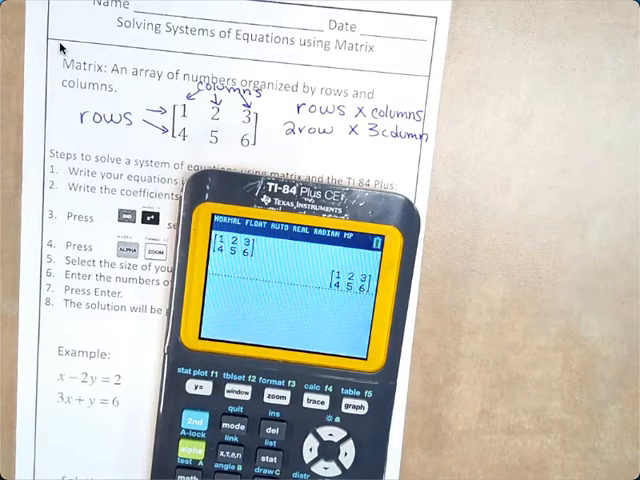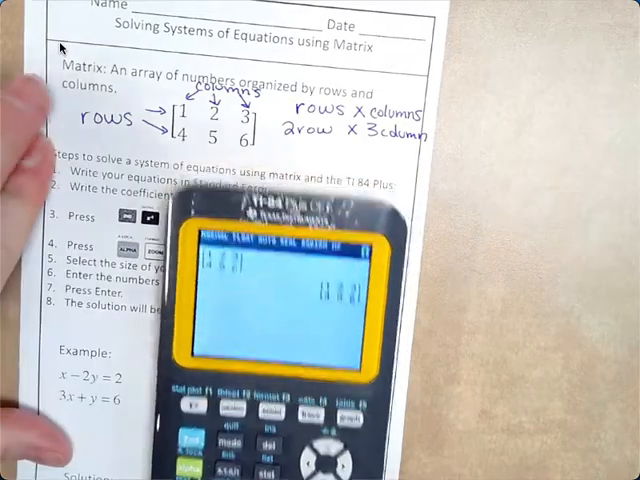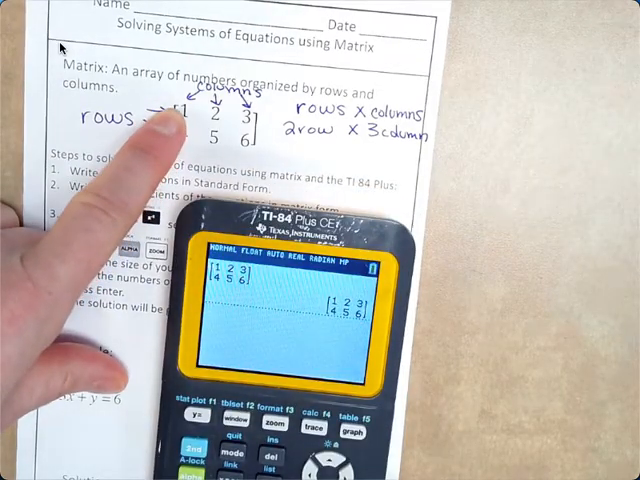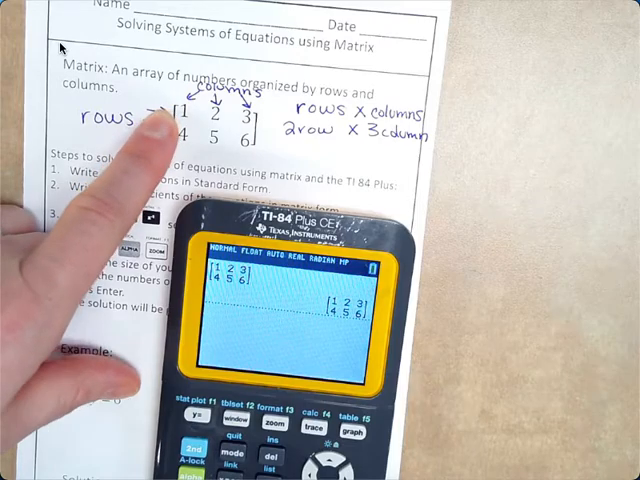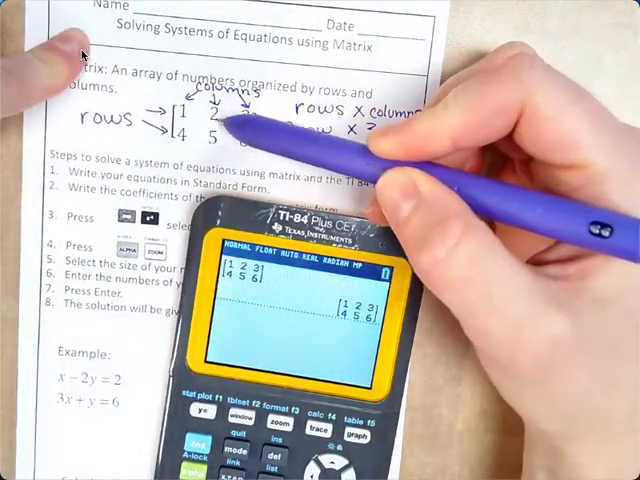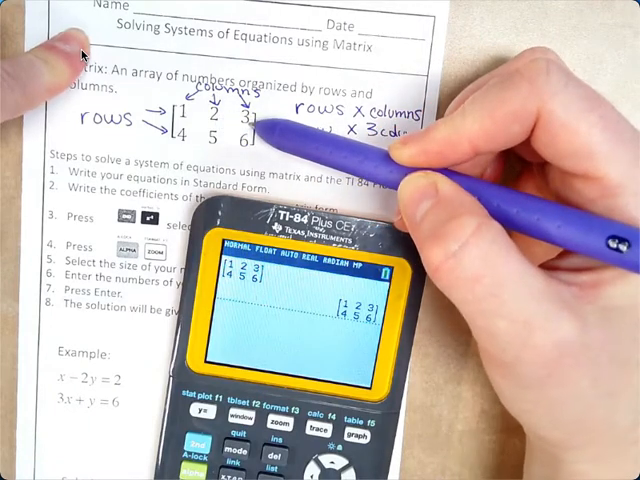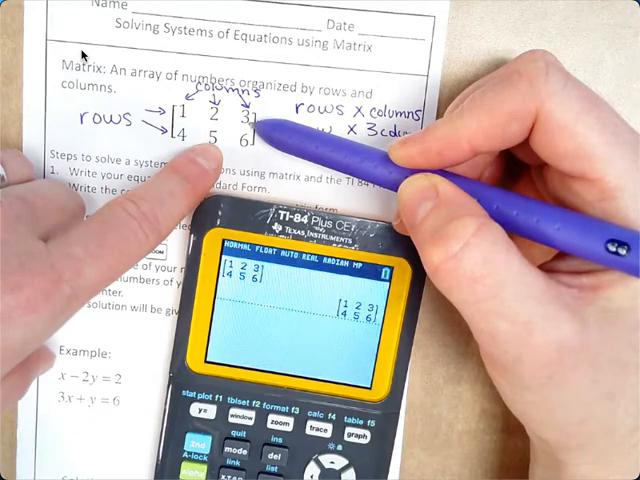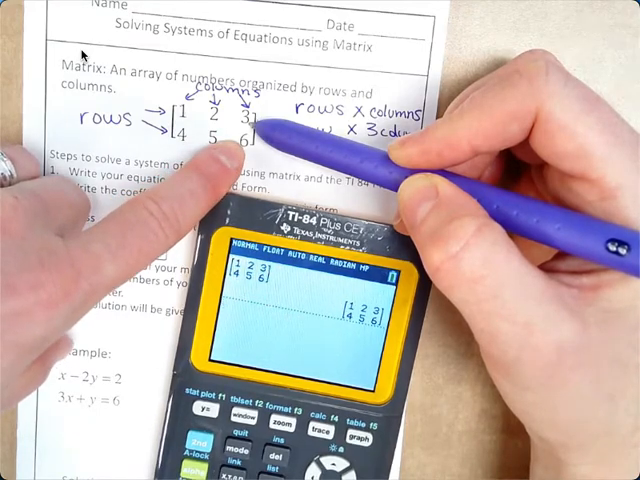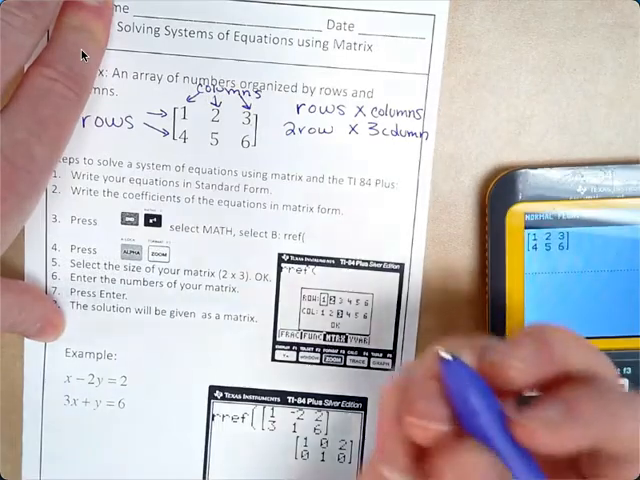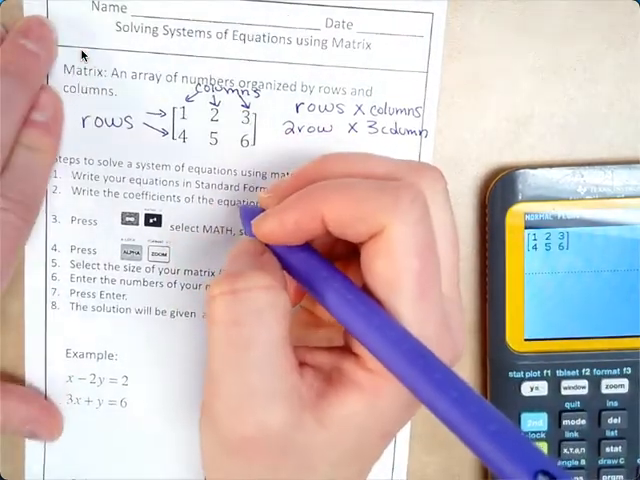And it works with systems of equations. So these rows represent equations. So this would be like 1x plus 2y equals 3. And then the second row would be 4x plus 5y equals 6. So these are the coefficients from our standard form.